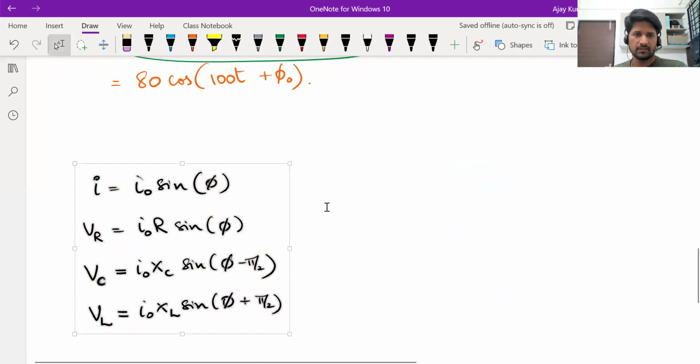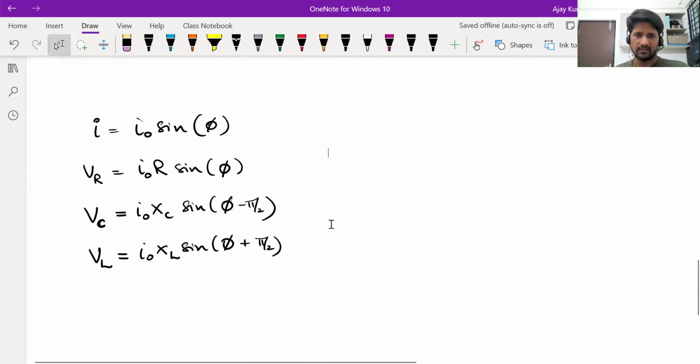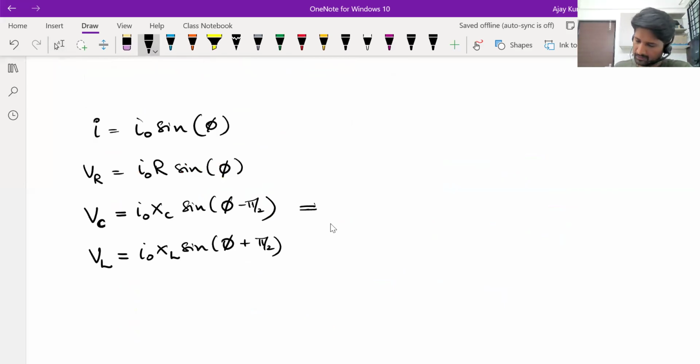If the current equation is known, we can write the voltage across the resistor, capacitor, and inductor. Okay. But observe the voltage across the capacitor equation. It's like sine(phi minus pi by 2), which, as I said, can be written as minus cos. So minus I naught XC cos of the phase of the current function. And the voltage across the inductor, sine(phi plus pi by 2), is simply cos phi. Okay. So you can write it as I naught XL cos phi.